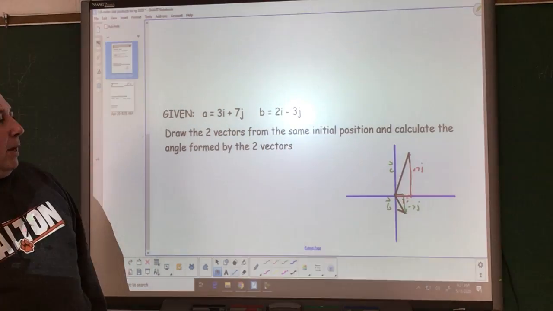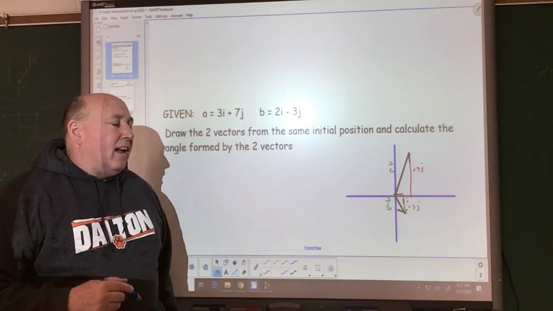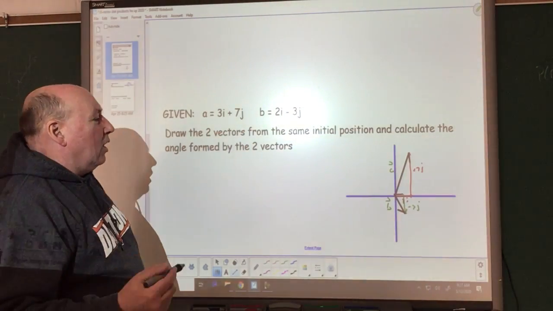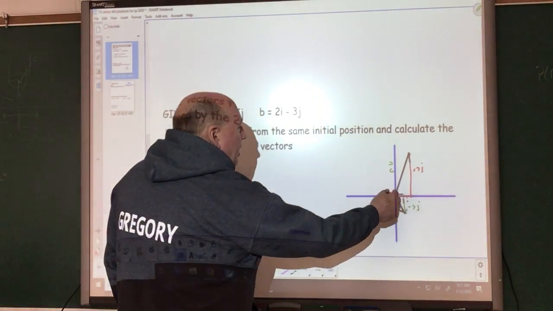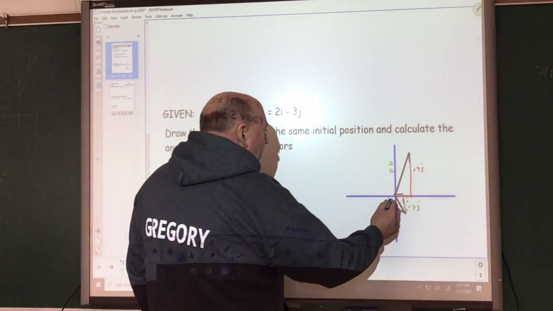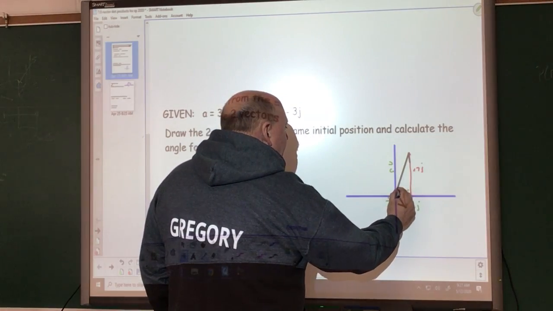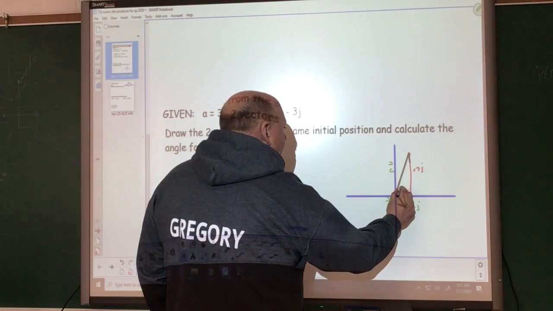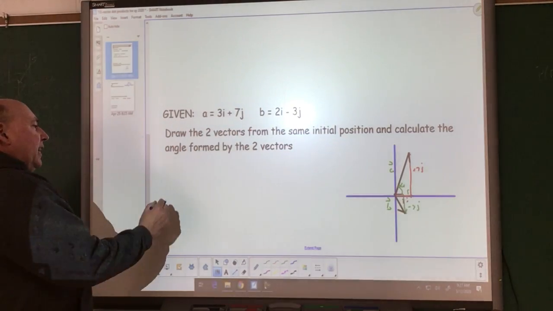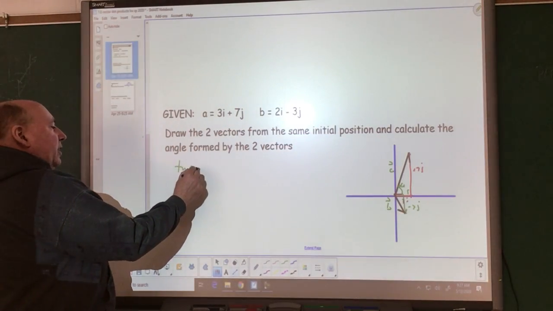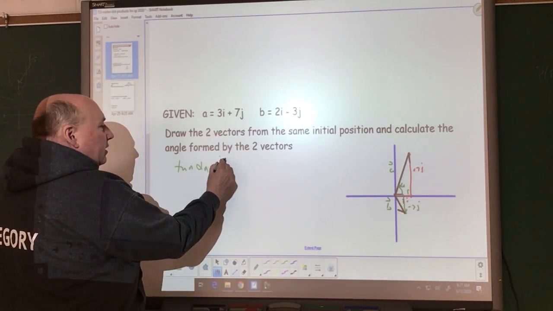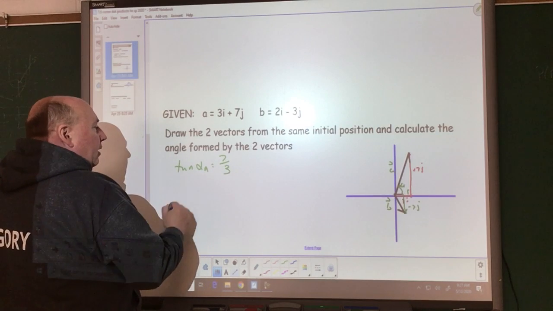Okay, what we want to be able to do is find the angle formed by these two vectors. Well, if we take a look, what we have created in both cases is a triangle, and that's a right triangle. We can calculate this angle here for A, alpha A, by doing my tangent. The tangent of alpha for A is equal to 7 over 3.